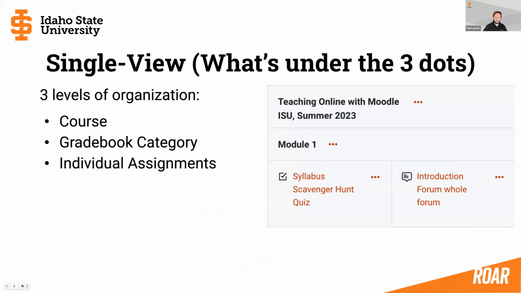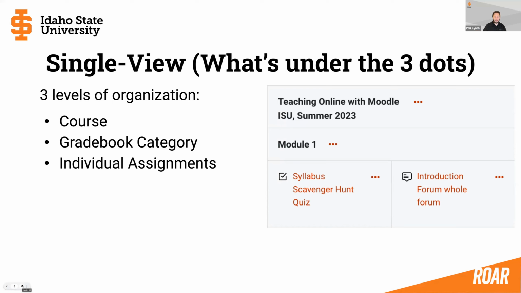Looking at the top of our grader report, we have some rows and some cells. Each of these represents different levels of organization of graded items within our course. This top row is the course level organization. In my screenshot, our course is called Teaching Online with Moodle ISU, so any graded item will be organized at that course level.